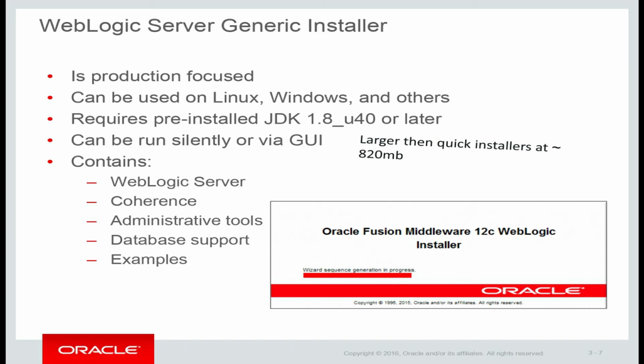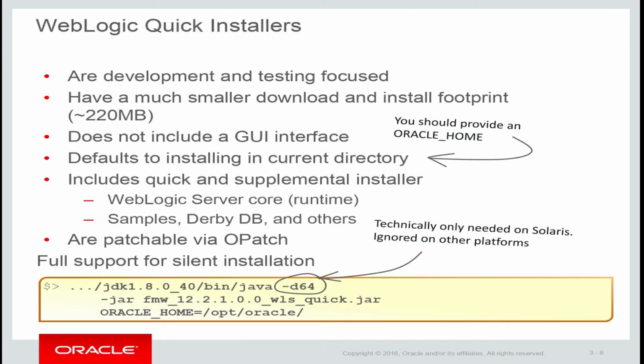It can be run silently or via GUI. The best thing is that it has a GUI installer, so you can use your mouse to do the installation with Next, or there is also a silent, script-based installation. It contains WebLogic Server, Coherence, administrative tools, and database. Examples means it has demo applications. The quick installer is a similar kind of thing, which does not include a GUI, because it is the small footprint to just test the WebLogic runtime or core components.